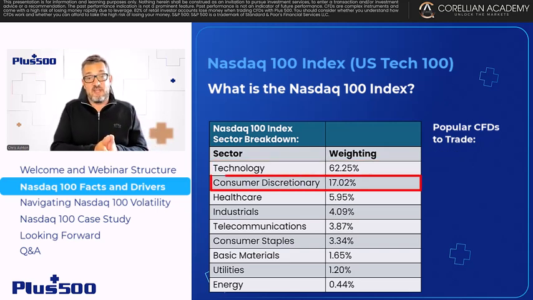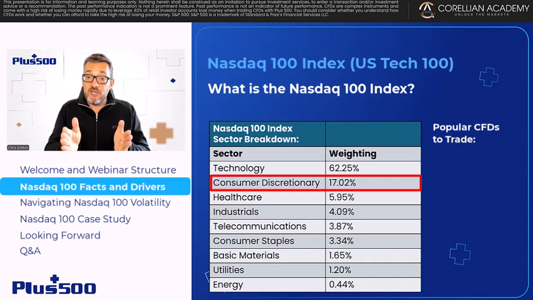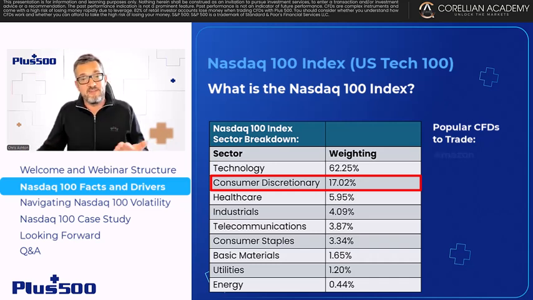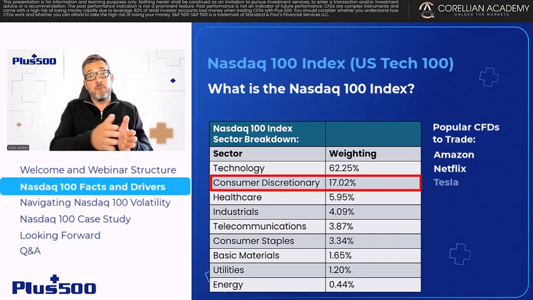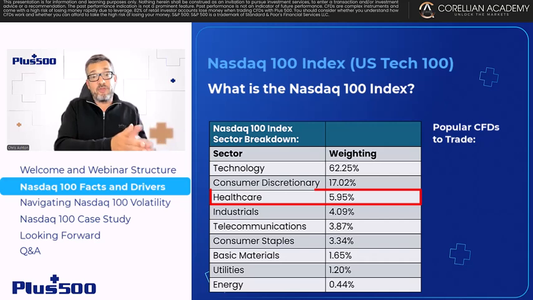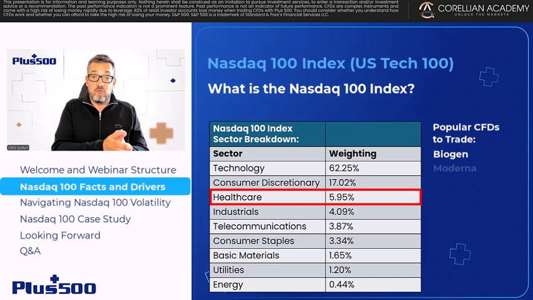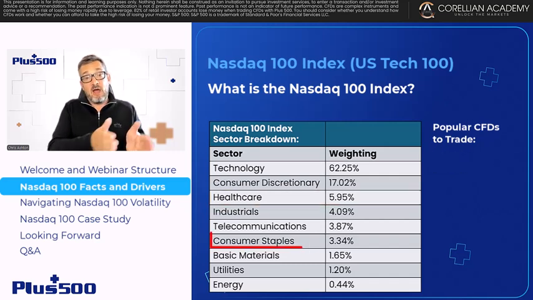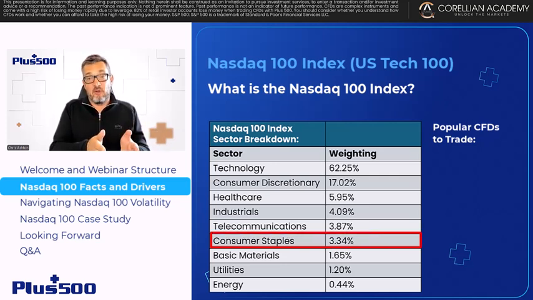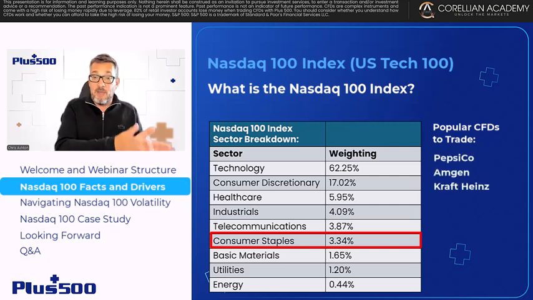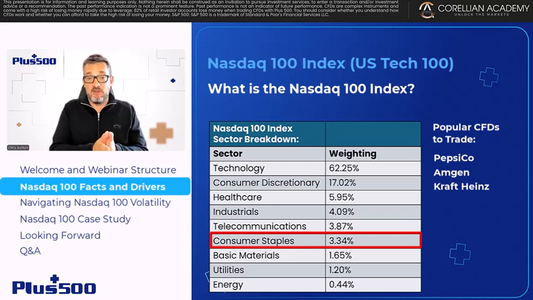Now, the second largest sector is consumer discretionary, which includes companies involved in retail, entertainment, and online services. Notable companies in this sector are Amazon, Netflix, and Tesla. Now, the healthcare sector ensures biotech and pharmaceutical companies are also well represented. Examples include Biogen and Moderna. Now, other popular well-known companies that traders follow are represented in the consumer staples sector. These are companies producing goods for consumers to use, such as PepsiCo, Amgen, and Kraft Heinz.